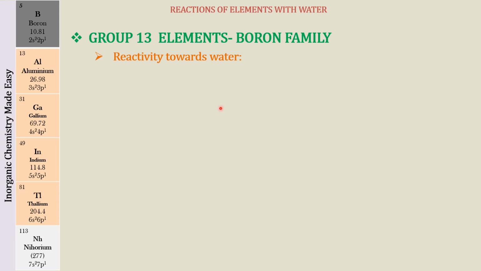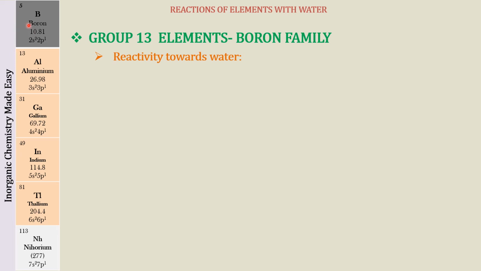Next, we move on to the group 13 elements. First of all, we will be talking about the representative elements. We have talked about group 1 and group 2, that is the s block elements. Now we are moving on to the p block elements. Then we will be quickly talking about the d and the f block elements as well. So group 13 is the boron family, and the first member, boron, is a non-metal. Then we have aluminium, gallium, indium and thallium, which are metals.